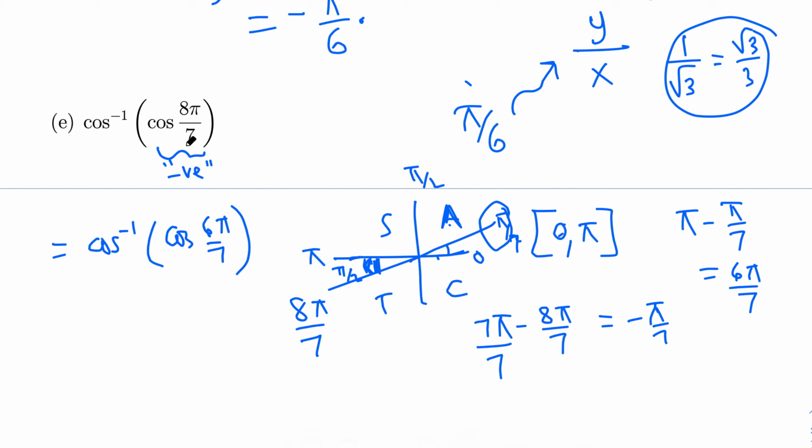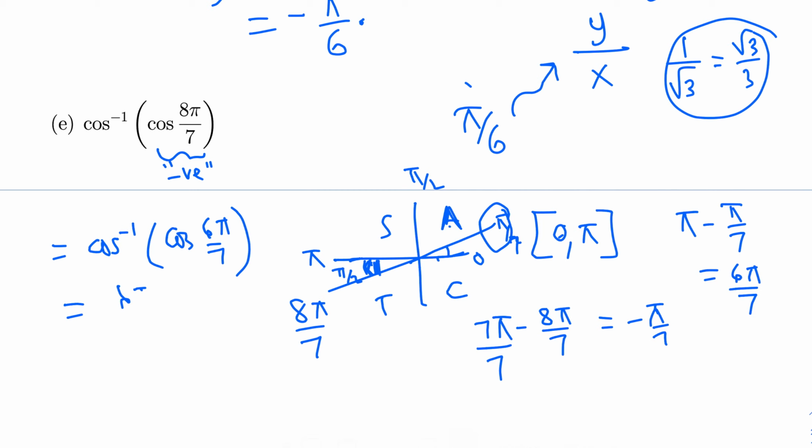You can confirm by punching into your calculator the values of cosine of 8 pi over 7 and cosine of 6 pi over 7. They have the same decimal values, both negative. Now we can simply cancel, and 6 pi over 7 is the final answer because that angle is in the correct range. Final.